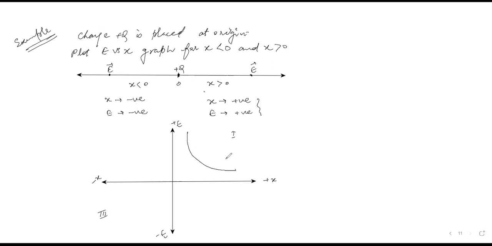Do you remember or not? This coordinate is plus, plus, and this coordinate is minus, plus. Do you remember or not? This coordinate is minus, minus, and this is plus, minus. So the graph for x less than 0 will be like this. Note it down first. Do you understand or not? Yes, sir, I understood. Okay, good. Note it down, please.